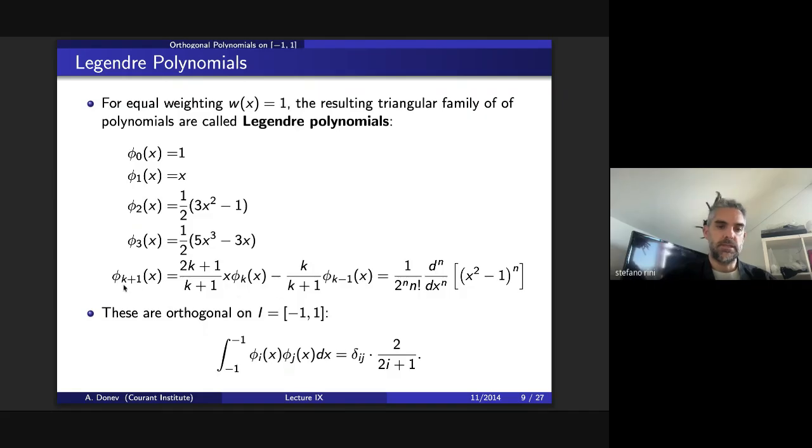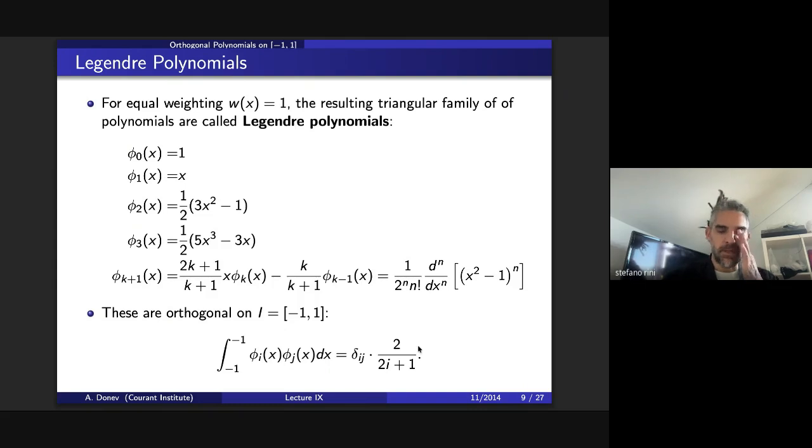So the phi 0 will be equal to 1, the phi 1 will be equal to x, the phi 2 will be equal to this object, and so on and so forth. And notice that we have an expression for the nth polynomial, right? So you have a recursive expression, which is this one here, and you also have an expression for the nth polynomial as a function of that. So this is the phi k polynomial as a function of the phi k minus 1 and the phi k minus 2. So you take the previous two polynomials to compute the current one, and also you have an expression in terms of n, the recursion step that you have. This should be a k, not an n.